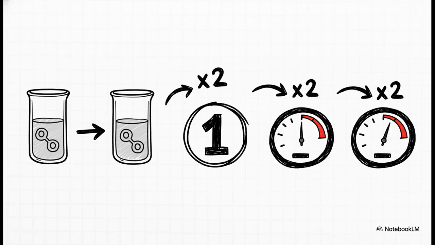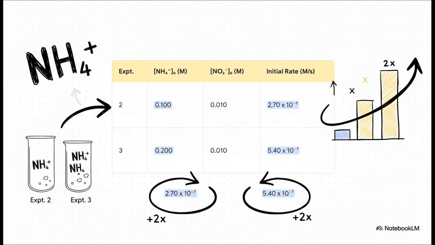Well, look at that. The initial rate also doubles perfectly from 1.35 up to 2.70 times 10 to the -7th. So we doubled the concentration and the rate doubled right along with it. A perfect one-to-one change. That tells us without a doubt that the reaction is first order for nitrite. Easy, right? One down, one to go.